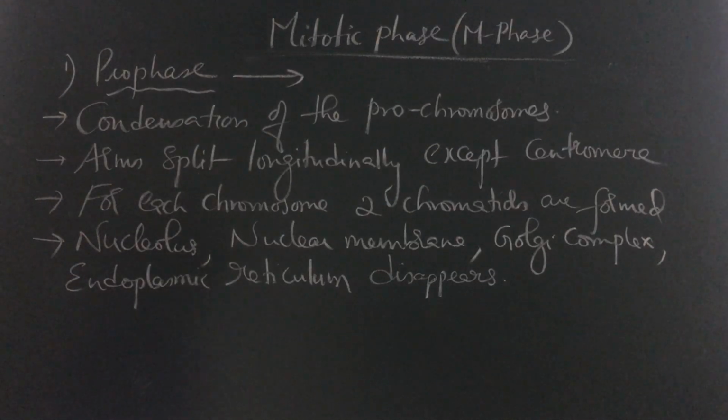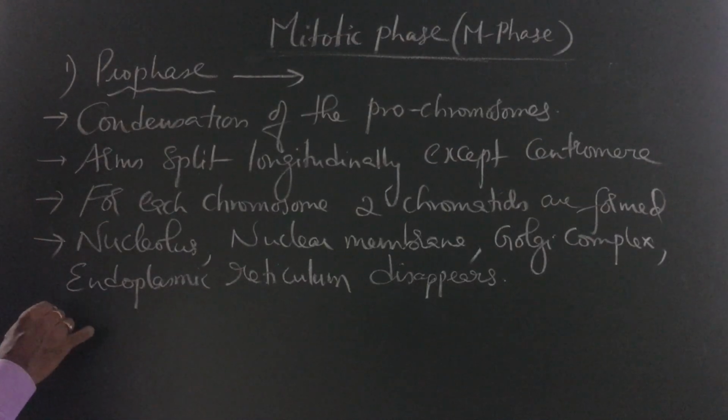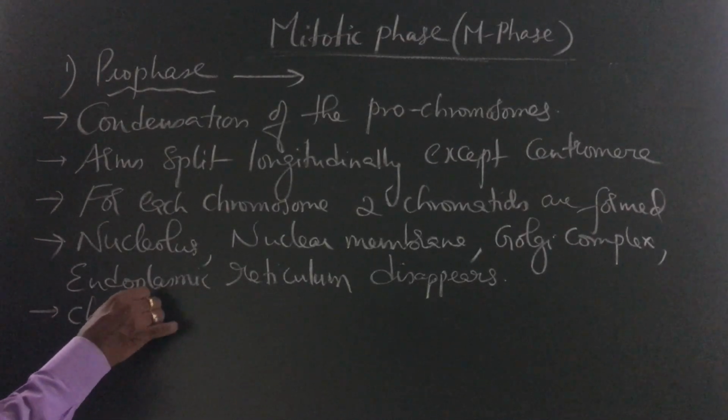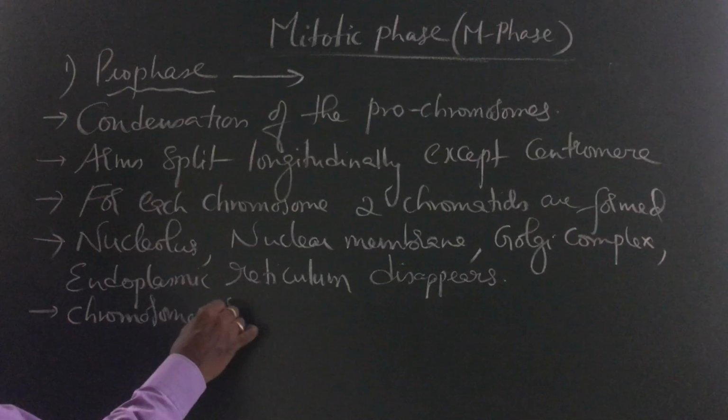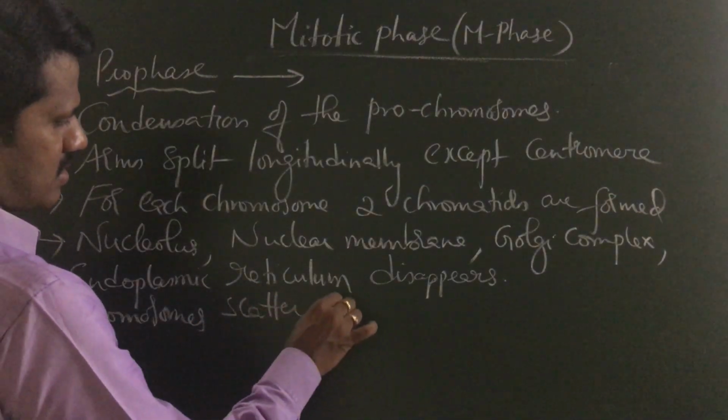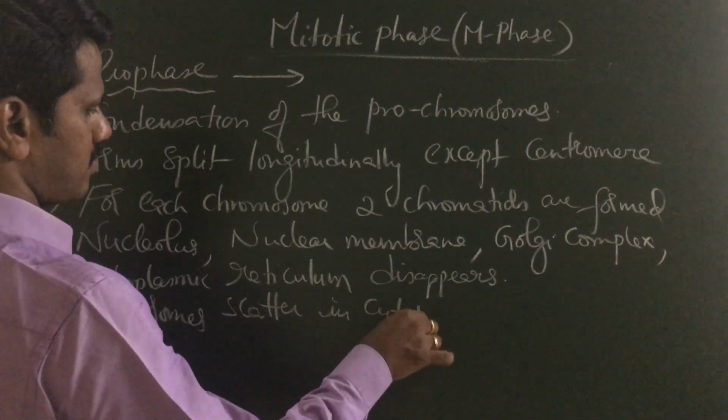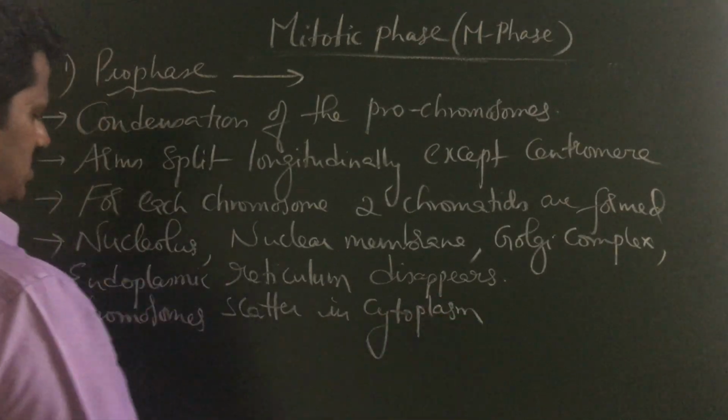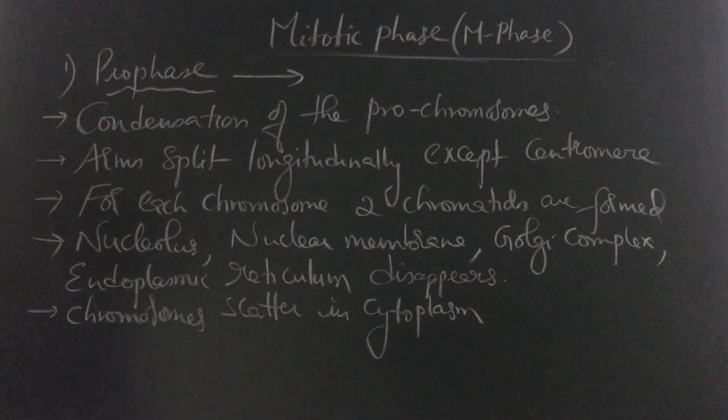Next, the chromosomes scatter in the cytoplasm. So these are some of the changes. Next, the centrioles divide into two and move to opposite poles.